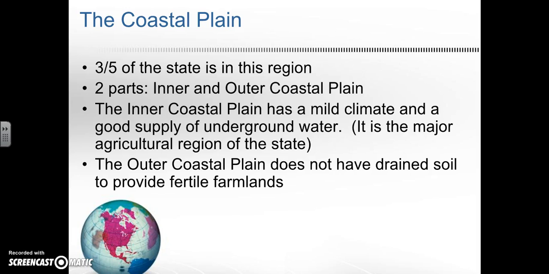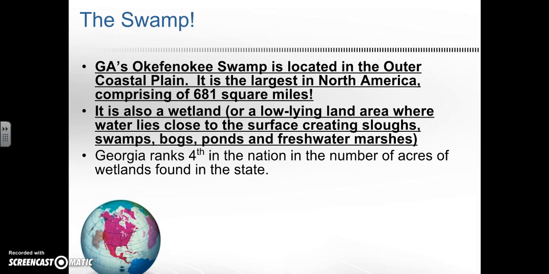Then we get to the coastal plain. 3/5 of the state is in the coastal plain. So in the eastern part of the coastal plain, along the coast, you're going to have different types of soil. And then in the western part of Georgia, southwestern Georgia, this is where you have your soil that is going to be able to grow crops like peanuts that cannot be grown anywhere else in Georgia. We talk about the Okefenokee Swamp that is located in the outer coastal plain. It's the largest swamp in North America.